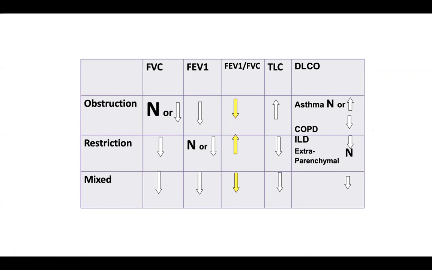Restrictive lung pathology shows a decrease in FVC. The FEV1 can be normal or decreased. So FEV1 by FVC can be normal or increased. Total lung capacity is decreased. And again, DLCO is decreased or normal. In mixed pathologies, all these parameters are decreased.